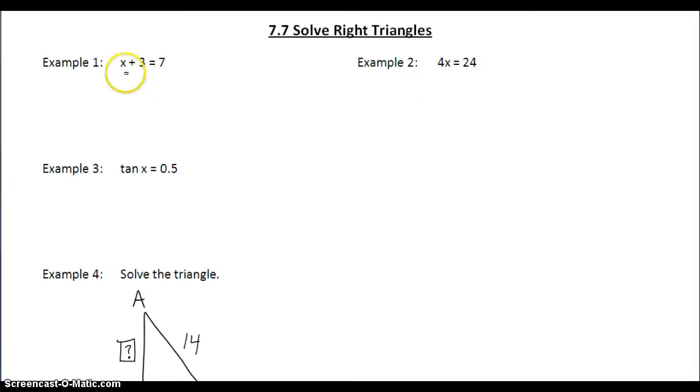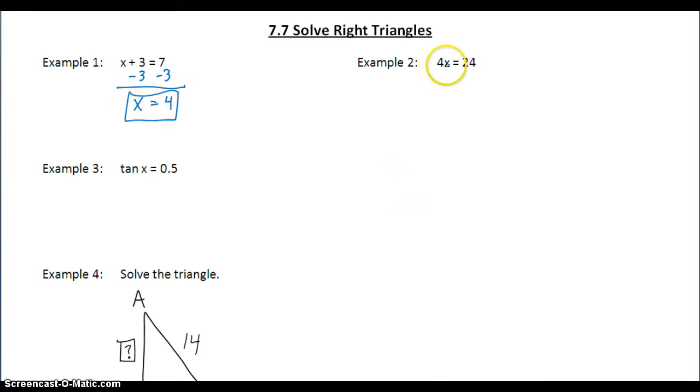Before we get started, we're going to review some algebra concepts. In this first example, in order to solve for x, we need to undo what's happening to x. Well, we have x plus 3. The inverse of plus 3 is minus 3. Addition and subtraction are inverse operations. And as long as I subtract 3 from both sides of my equal sign, I can keep equality.